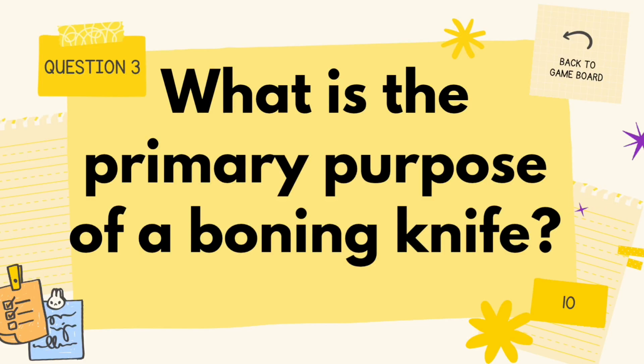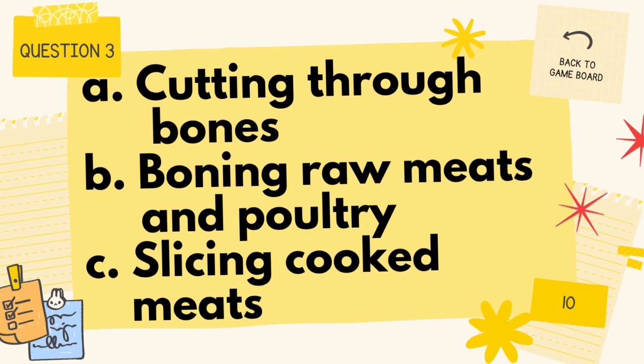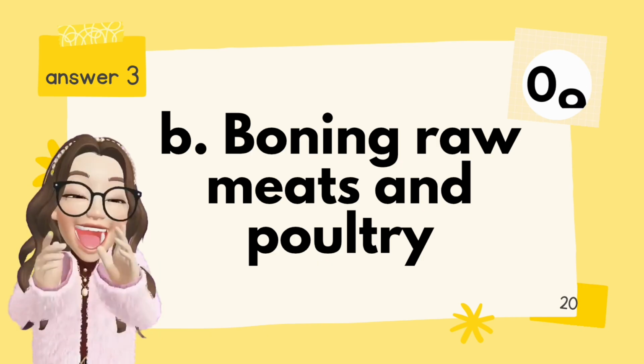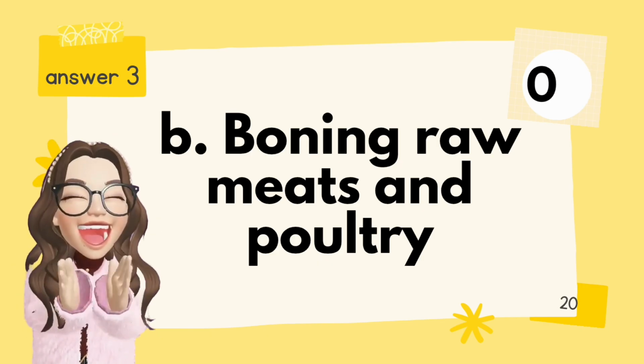Question 3. What is the primary purpose of a boning knife? A. Cutting through bones. B. Boning raw meats and poultry. C. Slicing cooked meats. Answer 3. B. Boning raw meats and poultry.